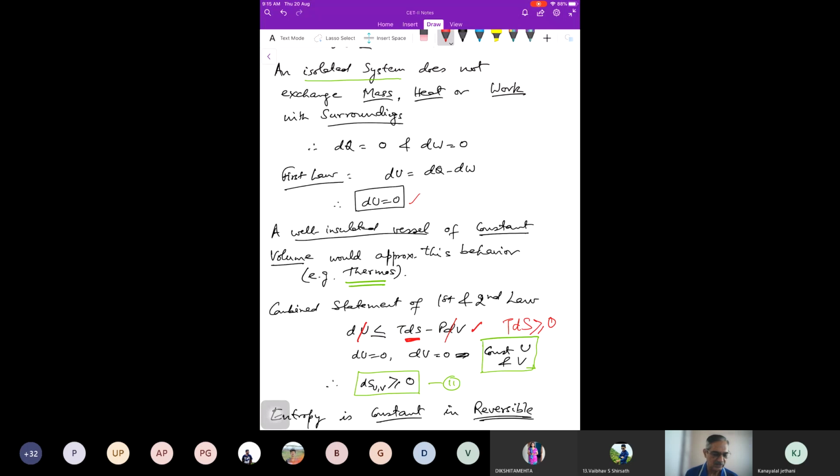Right? So if you take T on the other side, again dS is greater than or equal to 0. T is not 0. Okay? Any question on that?